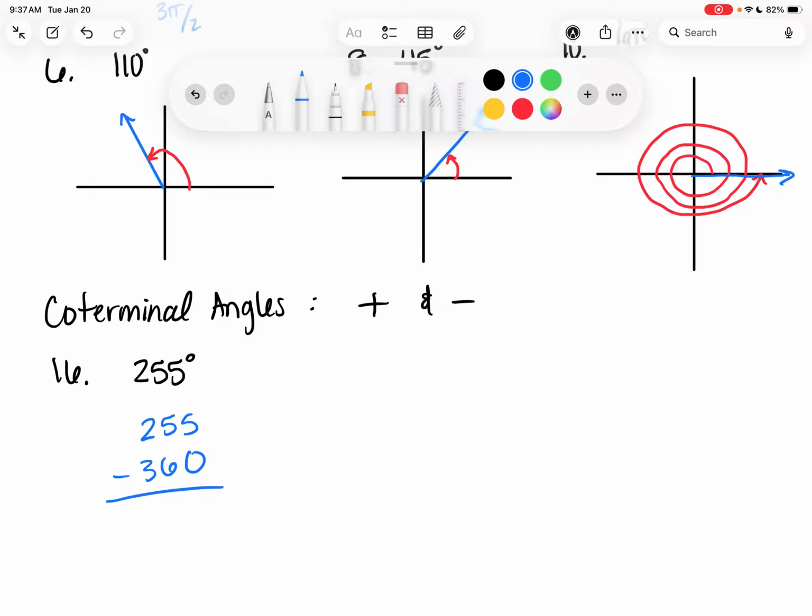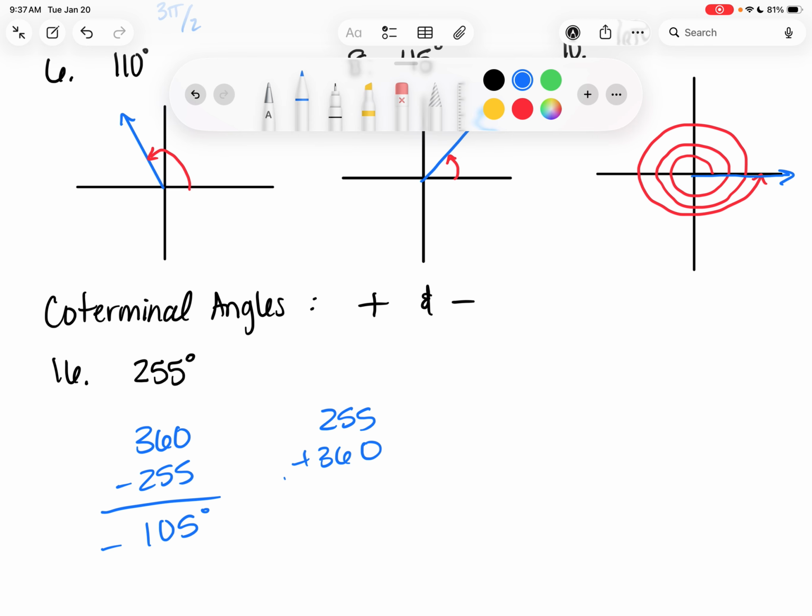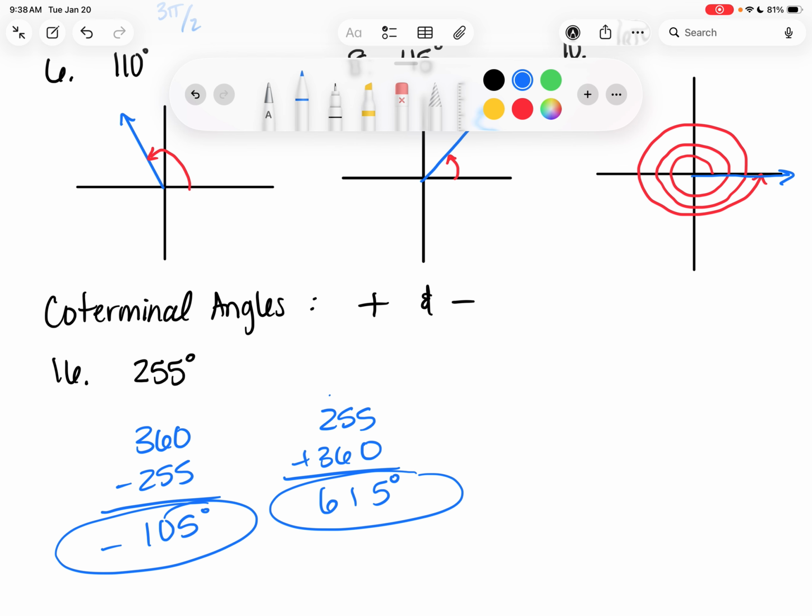Let's see, I'm going to flip these because it's easier to do this way. 105. I'm just doing this so you can see. It's easier to see it this way. Now, you have your calculator, you can obviously just type them in and find them that way. Then we need to add 360, so we've got 255 plus 360. So 615 degrees. So this is my positive one, this is my negative one.